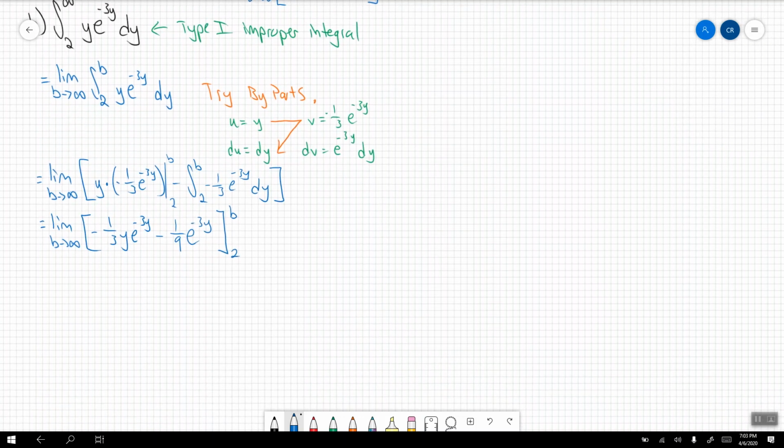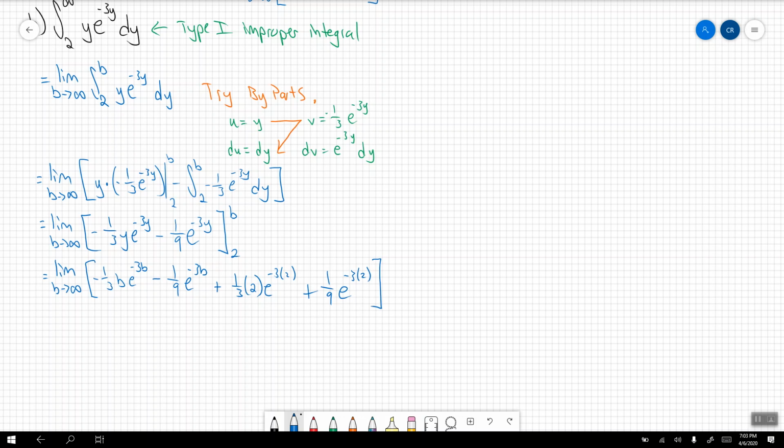All right, so let's evaluate this now. We're going to go to the limit as b goes towards infinity of negative 1/3 times b times e to the power of negative 3b, minus 1/9 e to the power of negative 3b, plus 1/3 times 2 times e to the power of negative 3 times 2. Negative times a negative, that's going to be a positive, so it's positive 1/9 e to the power of negative 3 times 2. All right, looking pretty good.